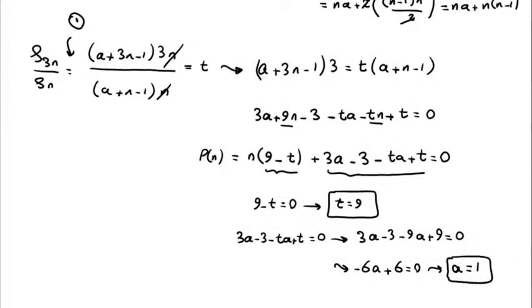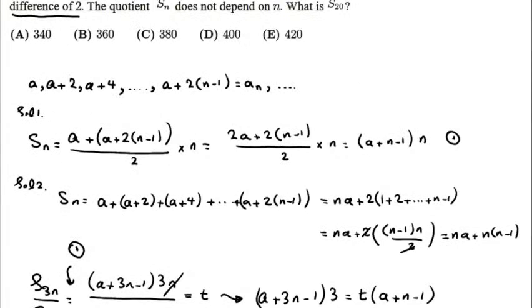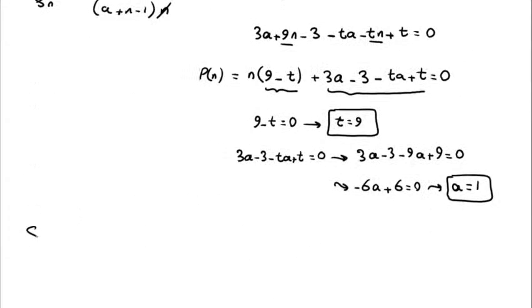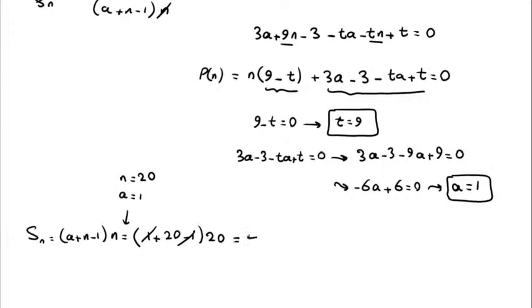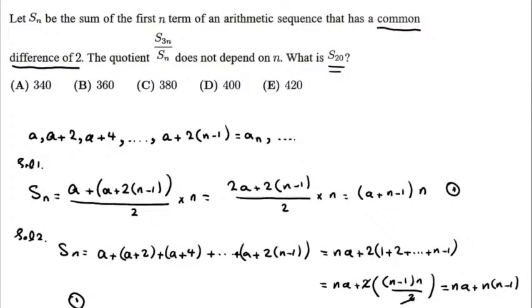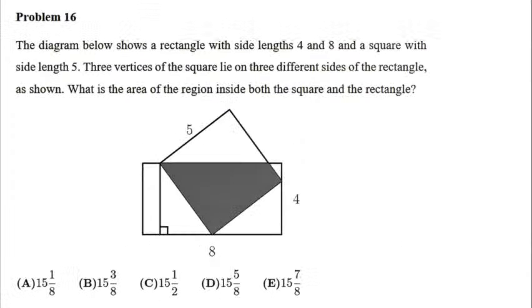Now the problem says what? The problem says find S20. If we use a equals 1 here, Sn is a plus n minus 1 times n. A is 1. We want S20, n is 20. So it will be 1 plus 20 minus 1 times 20. Negative 1 will be cancelled. 20 times 20 will be 400. And the answer will be D.